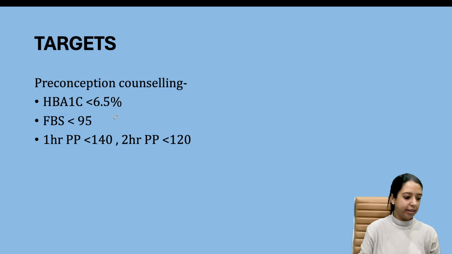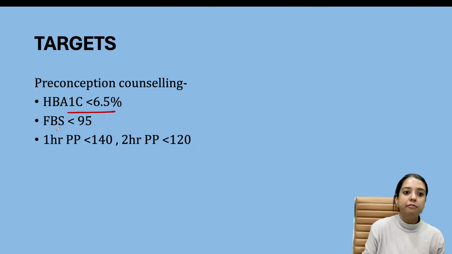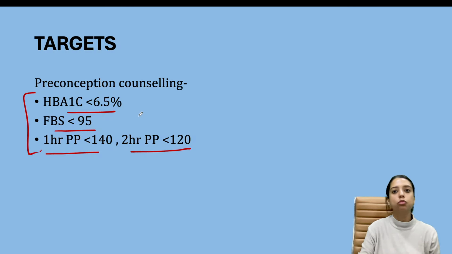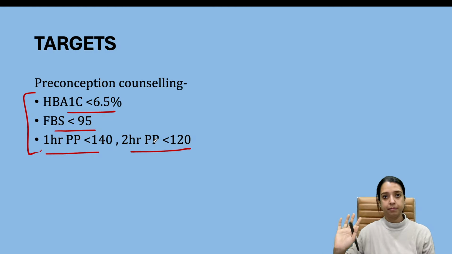Okay? So what are the targets? Targets are HbA1c less than 6.5, fasting less than 95, 1 RPP or 2 RPP less than these values. This is the target, and then only you should go with pregnancy. Otherwise, you will have a high risk of malformations.